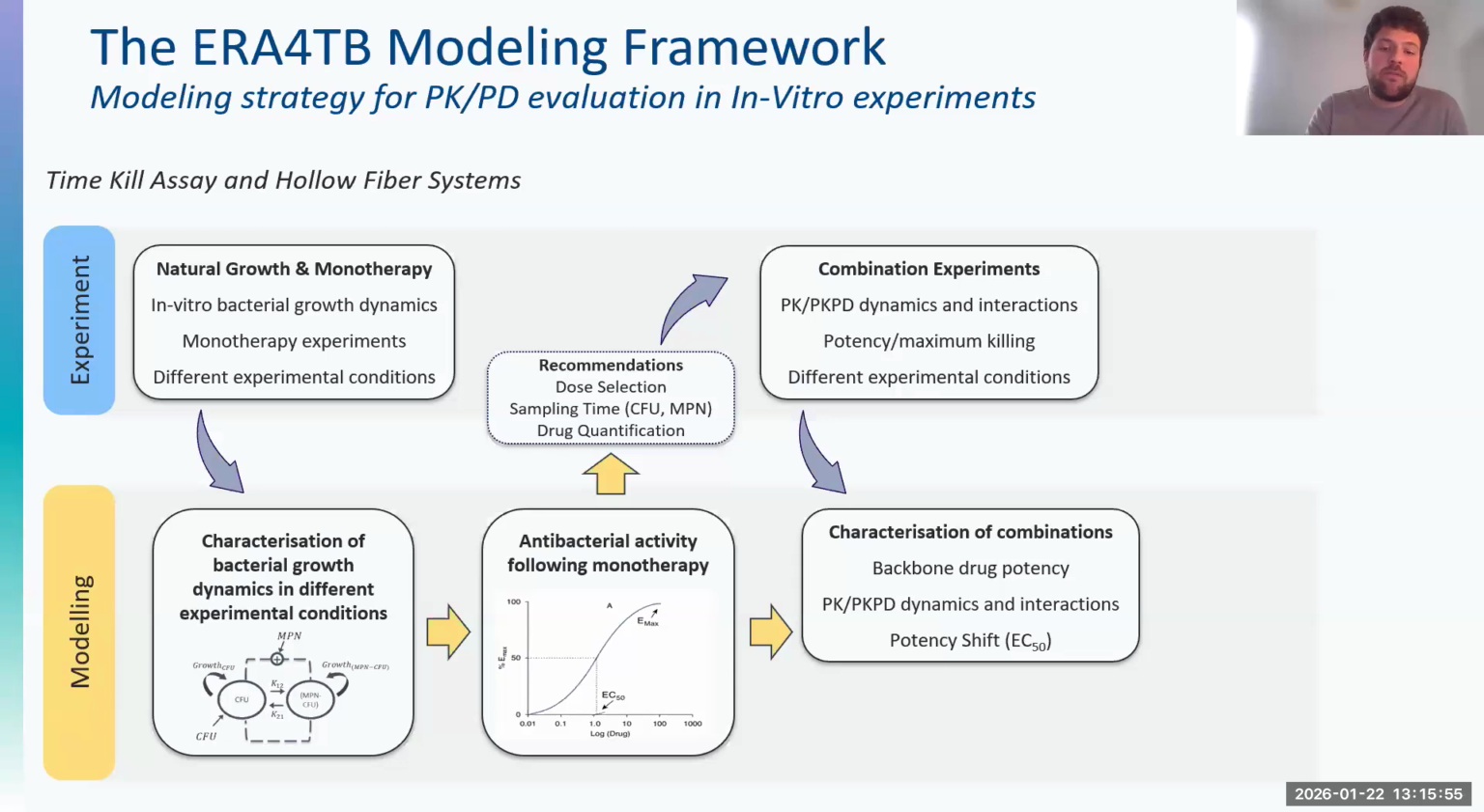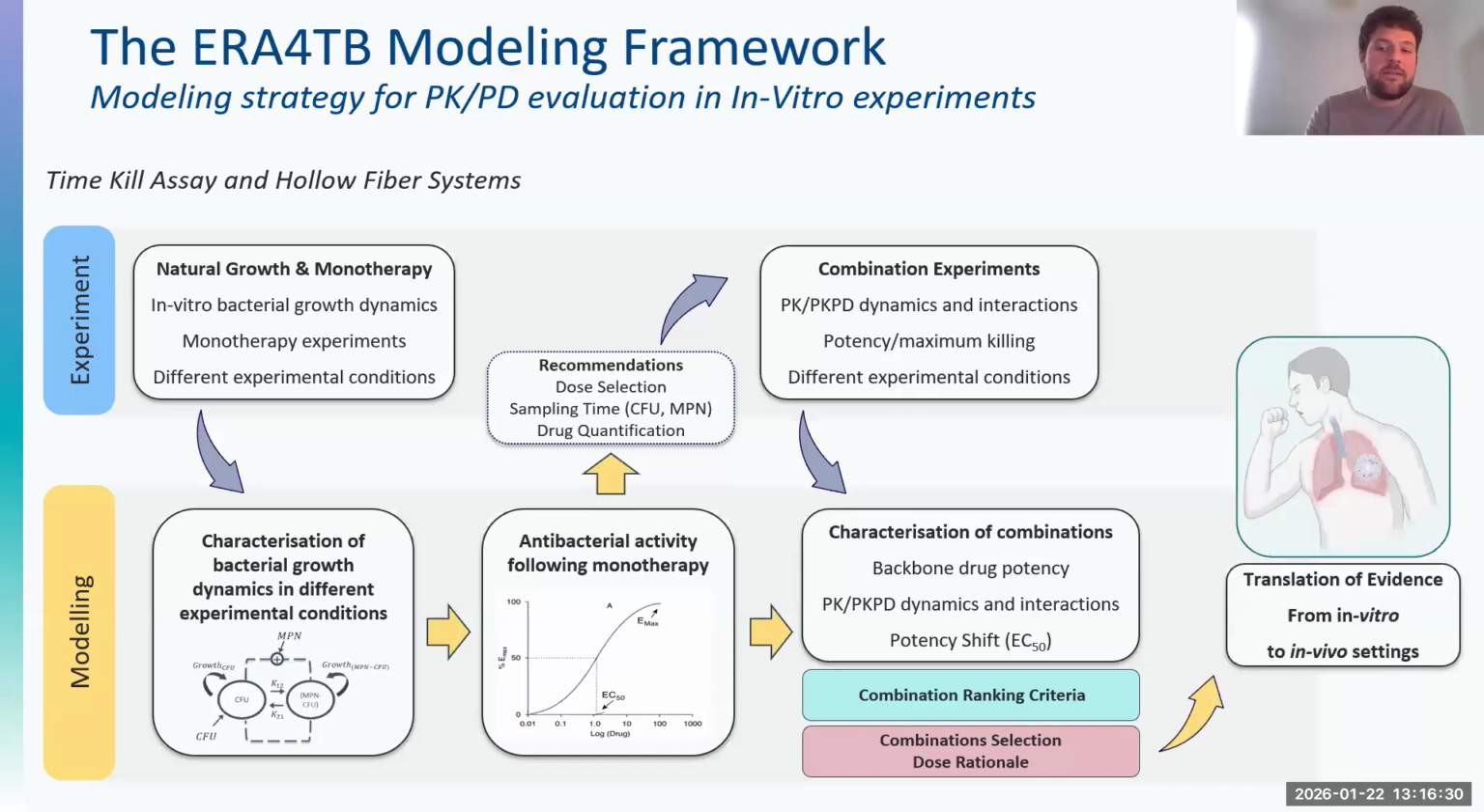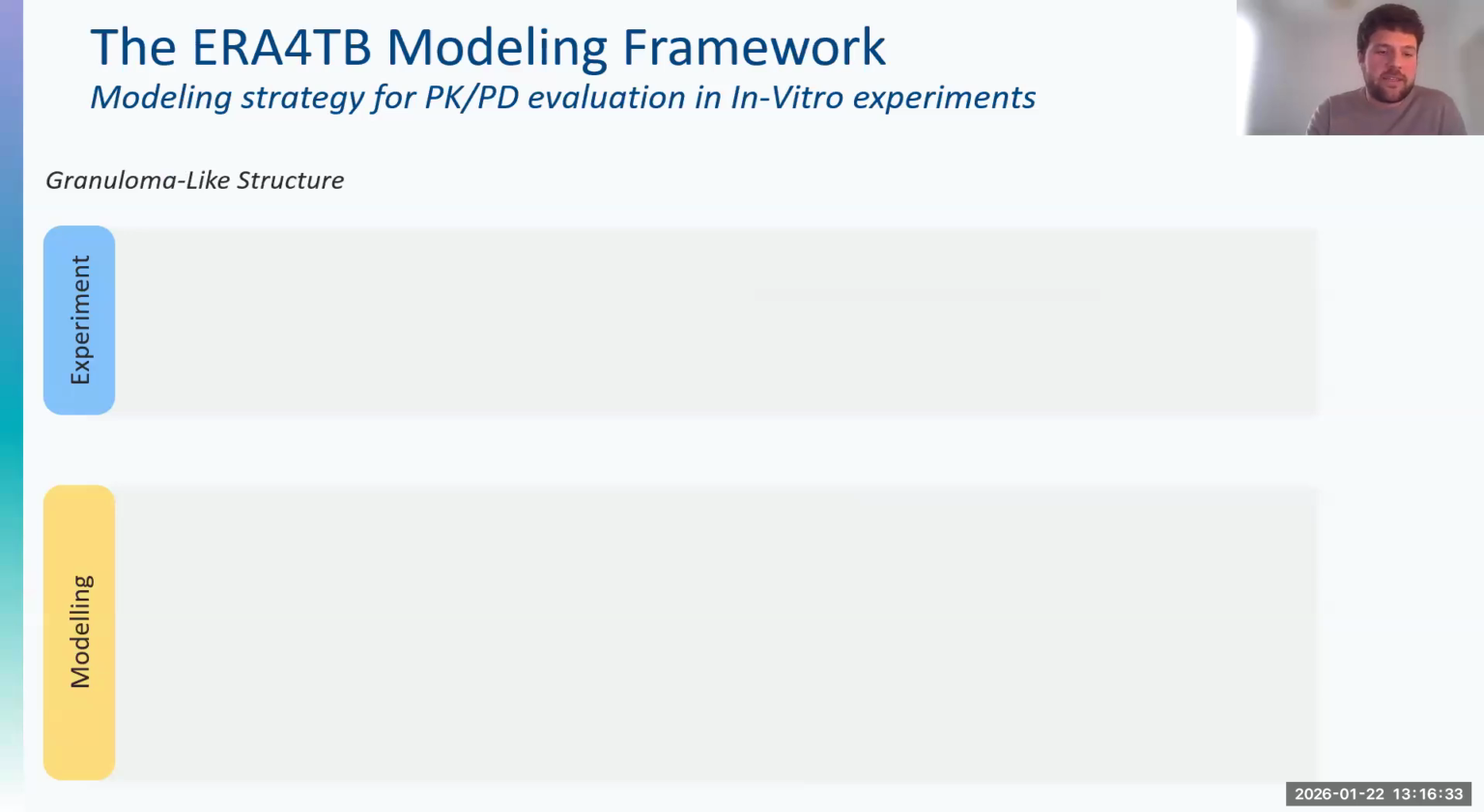Then, from a modeling perspective, we try to characterize how, in a combination, the companion drugs change the overall potency of the main drug, which we generally call the backbone drug. And then we use the results for each combination to generate a combination ranking criteria, from which we can select the optimal combination, and then we can optimize the dose rationale and translate this evidence from the in vitro to the in vivo setting.